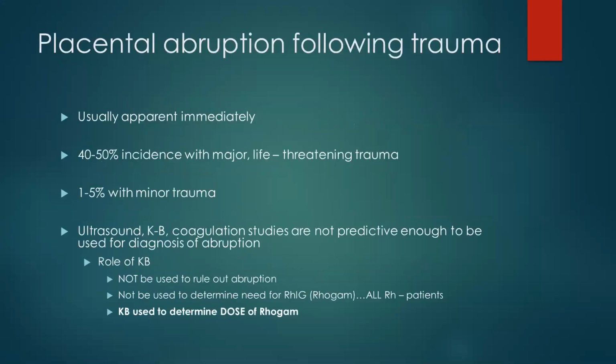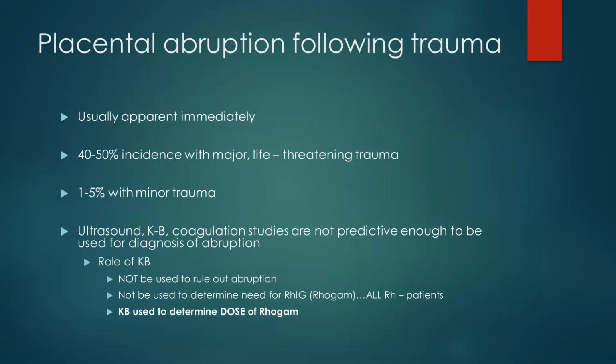So placental abruption following a trauma is usually apparent. So most of the times you're going to see vaginal bleeding and mom's going to have contractions. And the other major sign is that if you can get the fetal heart tones on, you will see that the baby has either recurrent late decels or terminal bradycardia. This is rare in minor traumas, but can be up to 5%. And so keep in mind that ultrasounds, KBs or Kleihauer-Betke studies, and coagulation studies are not predictive enough for a placental abruption. It really is a clinical diagnosis.